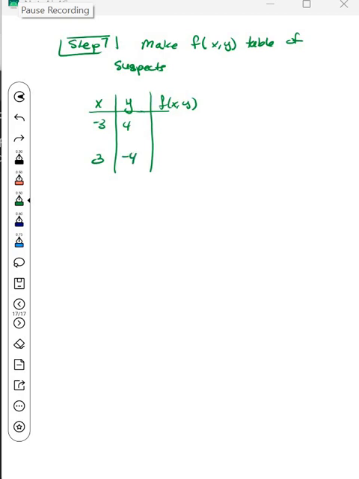I didn't put them in the same order. I don't know why. I forgot what my f of x, y was, but you plug them back in there and you get the f of x, y values. I forgot what this was. Do you remember? It was something easy. 3x minus 4. Yeah, it was something easy. That's what I'm using there to get these values.